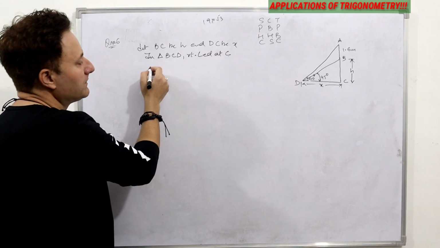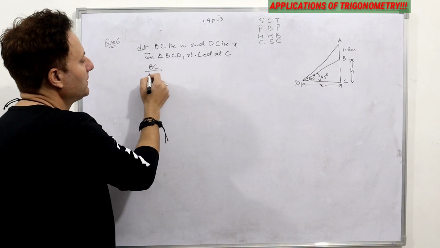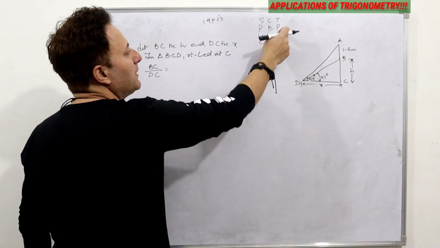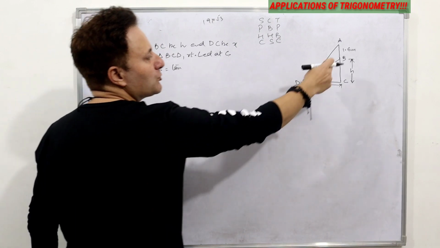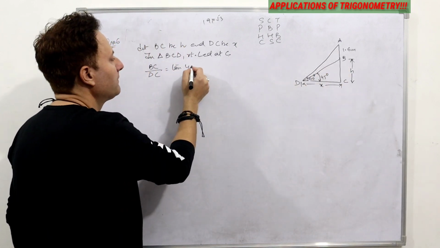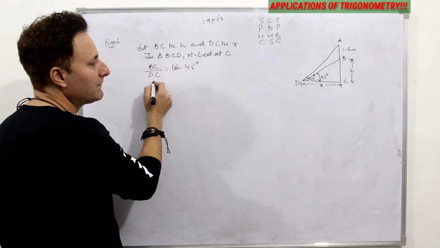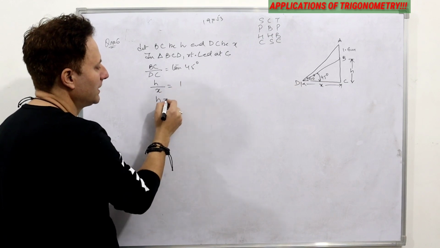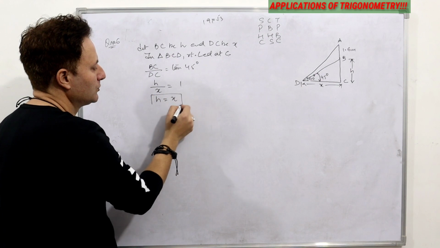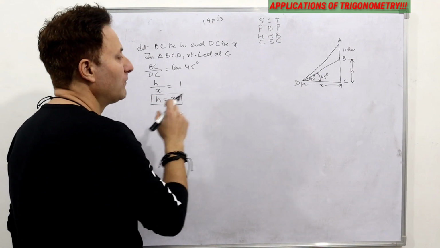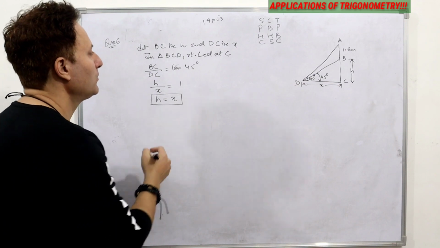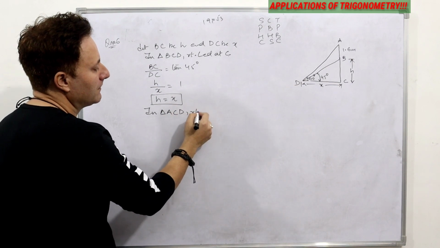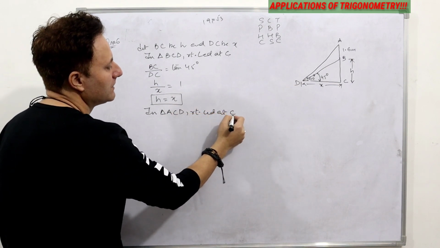So I'll write BC upon DC is equal to, see, BC is perpendicular and DC is base. Perpendicular upon base is tan, and for the smaller triangle we have the angle 45. So BC, we have given it a name, that is h, and DC, again there's a name x. Tan 45 is 1, h over x. So it means that the value of h and x are the same. Now let's go to the bigger triangle. In triangle ACD, right angled at C.